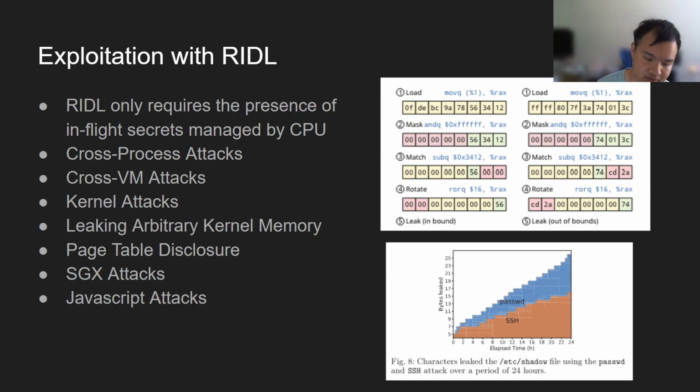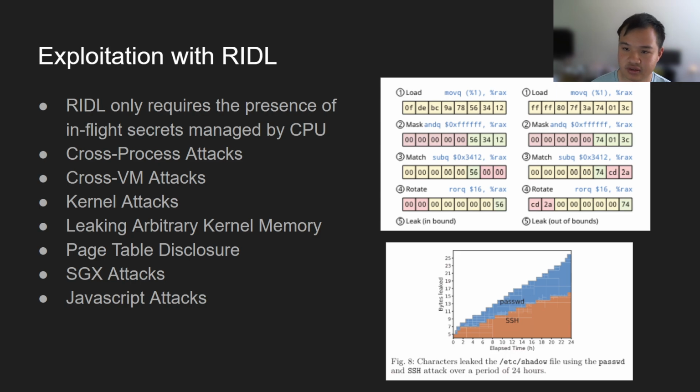Now, from the experiments that we discussed, let's see how we can exploit this using RIDL. RIDL only requires the presence of in-flight secrets managed by the CPU. In the top figure, we can do a mask, subtract, and rotate attack. When we leak the data, it's not necessarily all clean, so we have to selectively filter noise. With this mask, subtract, rotate process, we can selectively filter out what data we want to recover or leak.